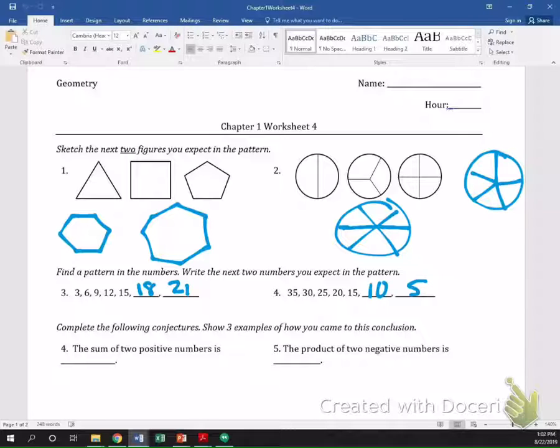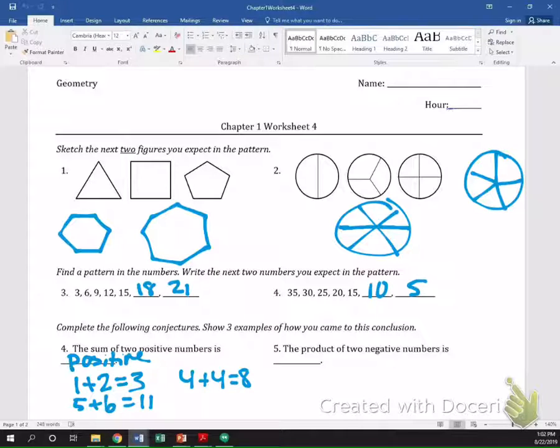Good. Complete the following conjecture. Show 3 examples of how you came up with your conclusion. The sum of 2 positive numbers is positive. And you need to show me how you got that. So like 1 plus 2 is 3. 5 plus 6 is 11. 4 plus 4 is 8. I don't care what numbers you use. You need 3 problems where you add and the numbers are positive and you're observing what happens.